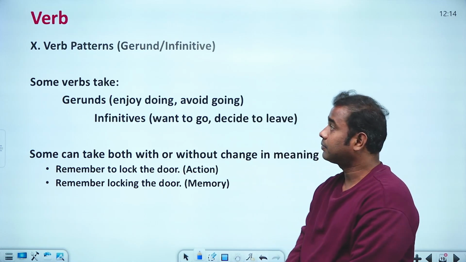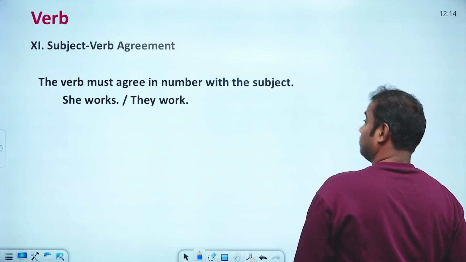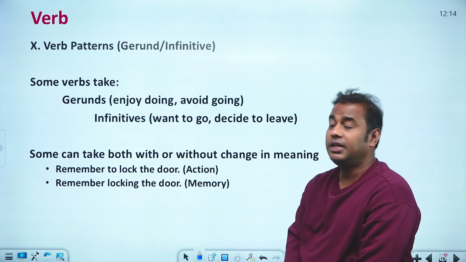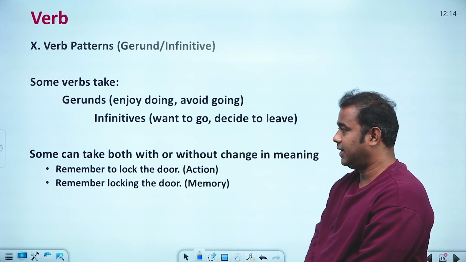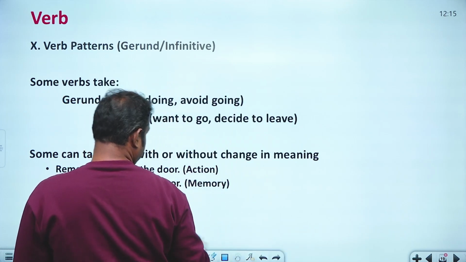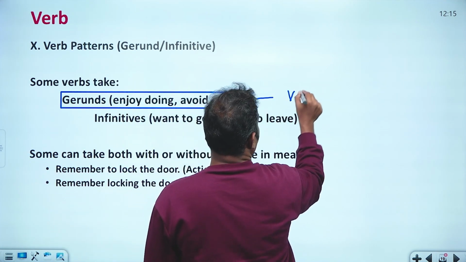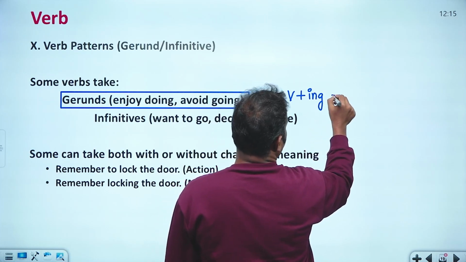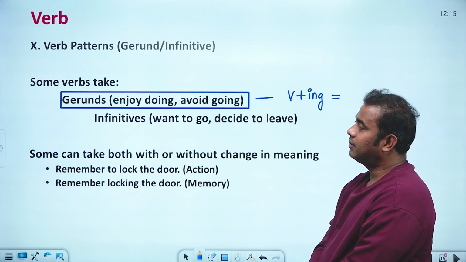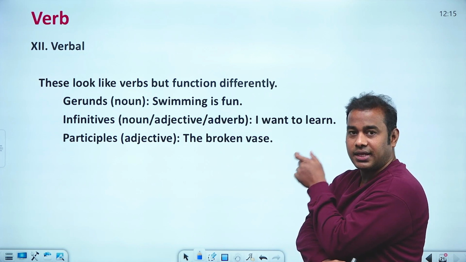Then we have verb patterns. In the case of verb patterns, some verbs generally take a gerund or take an infinitive. If it takes a gerund, we take a verb and add ing at the end. So this would result in avoid going, enjoy doing, like this. Any gerund, when you add ing at the end, becomes a noun.